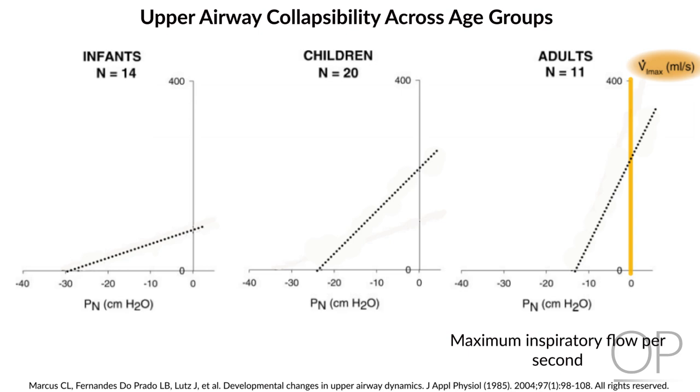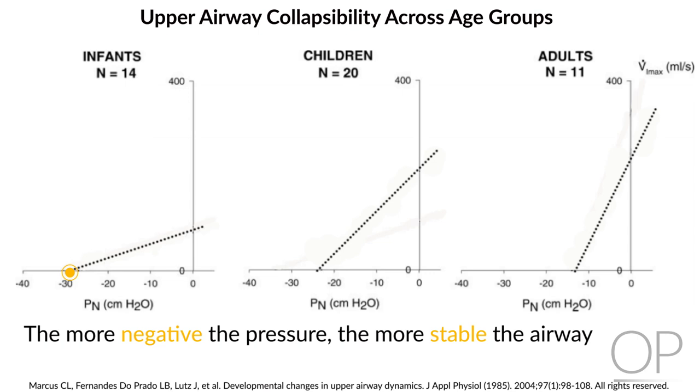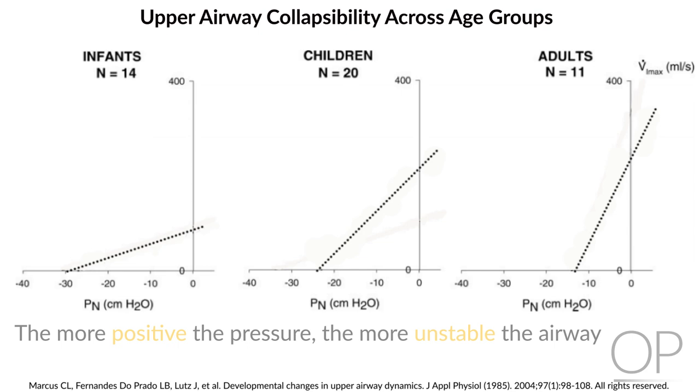Interestingly, infants have the least collapsible airways compared to children and adults. Infants require much more negative pressure, up to minus 30 centimeters of water, for the airway to collapse. The more negative the pressure, the more stable the airway. The less negative the pressure, or the more positive the pressure, the more unstable the airway. Hence, obstructive sleep apnea in a typically healthy infant is very rare.